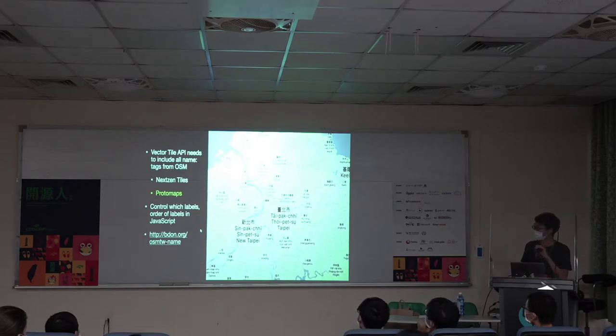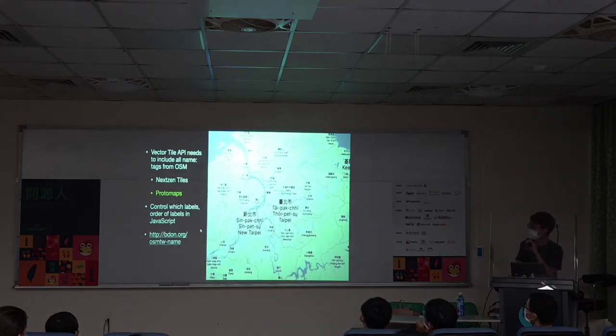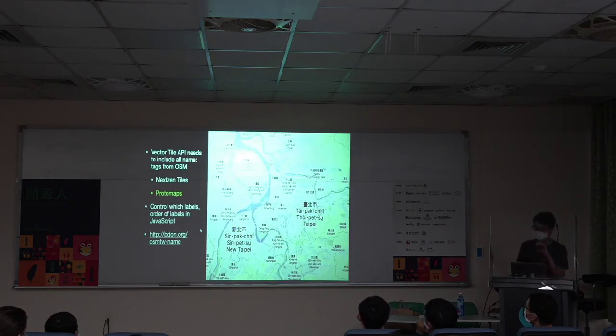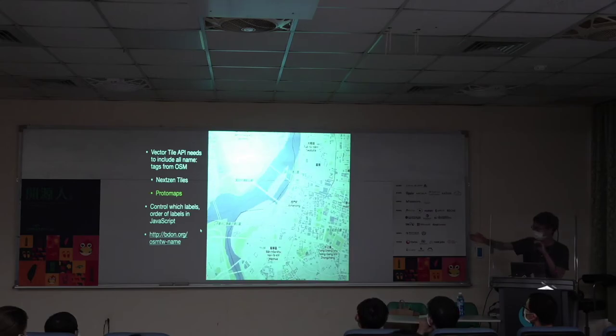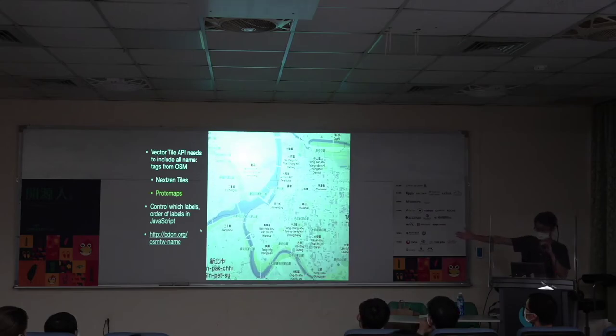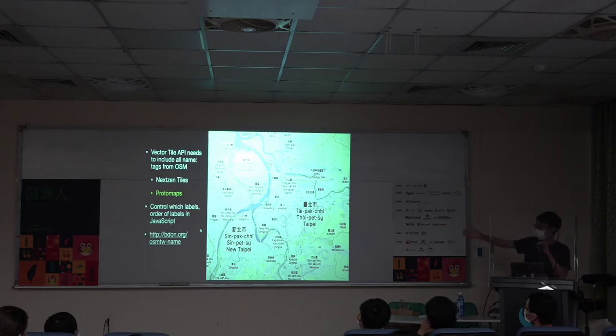So not every vector tile API has every single name tag. This is something that a new service called Protomaps was explicitly designed to do. It will retain all tags. Some vector tile services will remove less used names. But if you have all the tags in OSM, it's possible to render a map with as many language labels as you want.